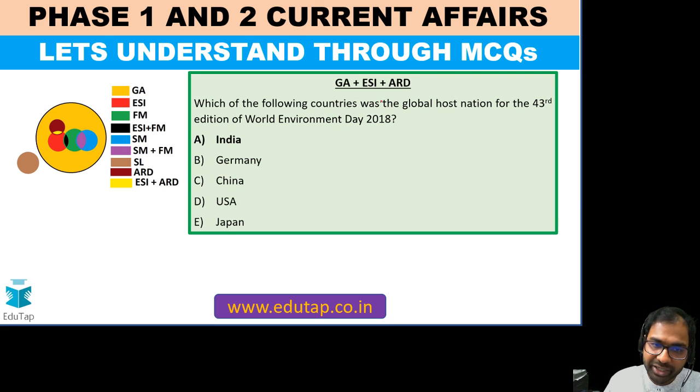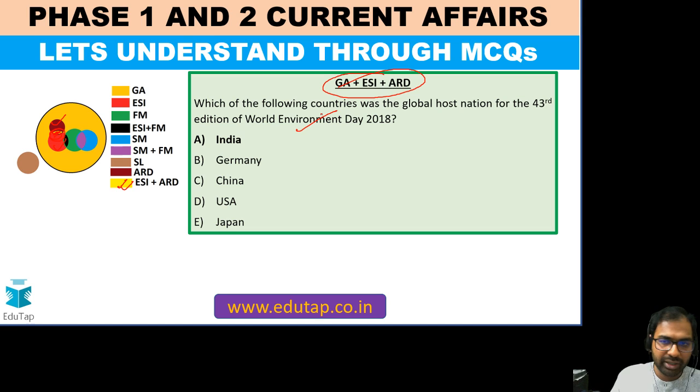Let's move on to a question of GA plus ESI plus ARD. See the overlap here, this yellow part. There is overlap between ESI, ARD and GA. Which of the following countries was the global host nation for the 43rd edition of World Environment Day? Now you cannot say that it is a question on days, so it can only be asked in phase 1. It cannot be asked in phase 2.